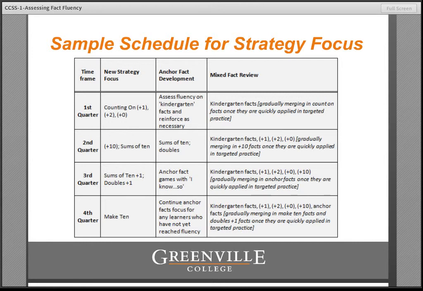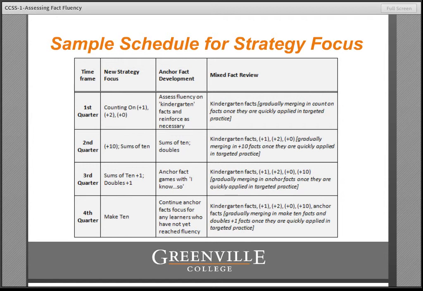Second quarter, working with +10, I'm going to do some place value work there, and also focus on sums of 10. And the anchor fact development that I'm doing there, I really want the students to get the sums of 10 and doubles solid by mid-year, so that in the third and fourth quarter, we can work on level 3 methods. And again, the mixed review practice is everything from before. So it's going to mainly be the kindergarten facts, now also the +1, +2, and +0 facts. And as the students get it solid, I can begin to fold in some +10, sums of 10, and doubles.